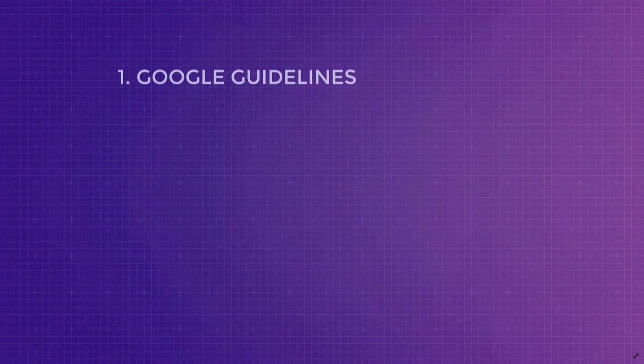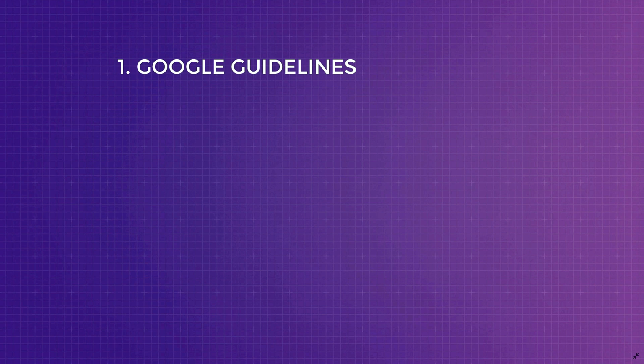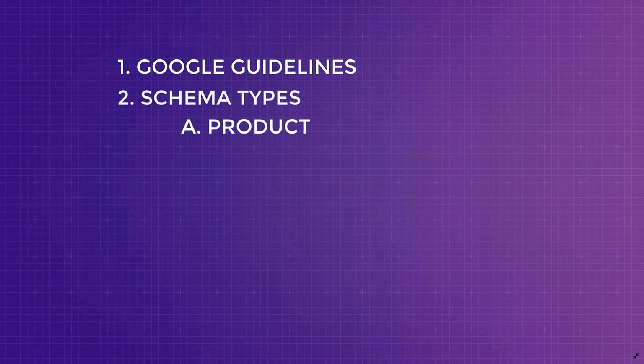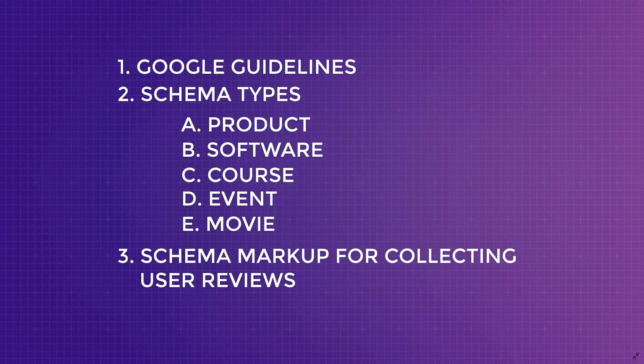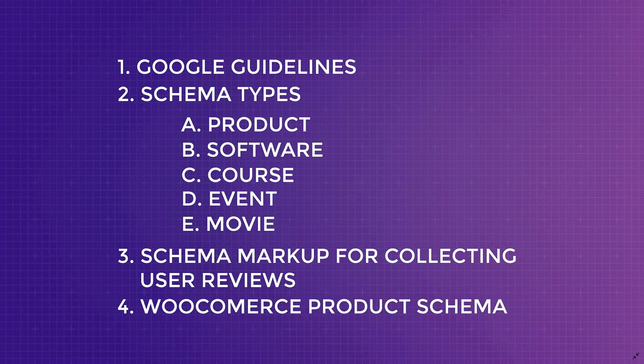We will start with the Google guidelines because they are important and any one of us trying to implement a review schema needs to know. And then I will walk you through examples on all these schema types. After that, if you intend to collect user ratings on your page, I will show you the steps as well. And finally, we will talk about the review schema on products that you own on your WooCommerce store.